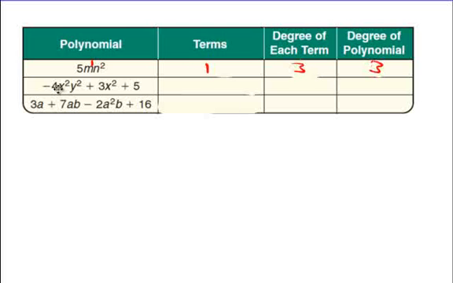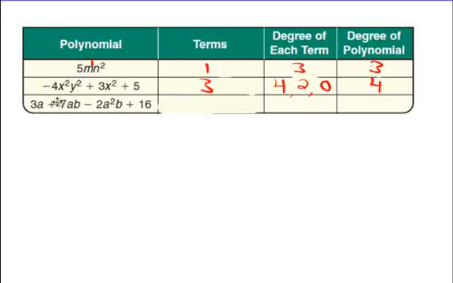Number of terms, in our second one I see 1, 2, and 3. I see 3 terms. The degree of each term, so I should have 3 answers here. So 2 and 2, that makes 4 when I add it up. I have plain old 2 here. And 5 doesn't have any variables, so my degree is 0. So the degree of the polynomial, I'm looking for the largest one, and that's 4.